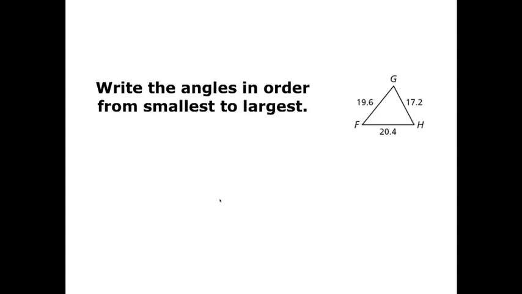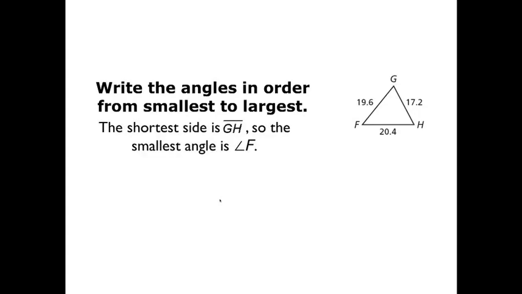Alright, here I want to write these angles in order from smallest to largest. So the thing I have to identify is which is my biggest side and my shortest side. So I start with the shortest side being GH. It's the one that measures 17.2. I notice that opposite side GH is angle F. So angle F has to be the shortest or smallest angle.